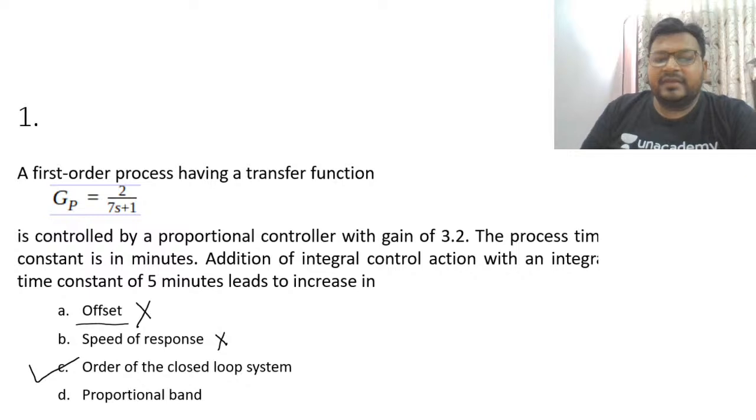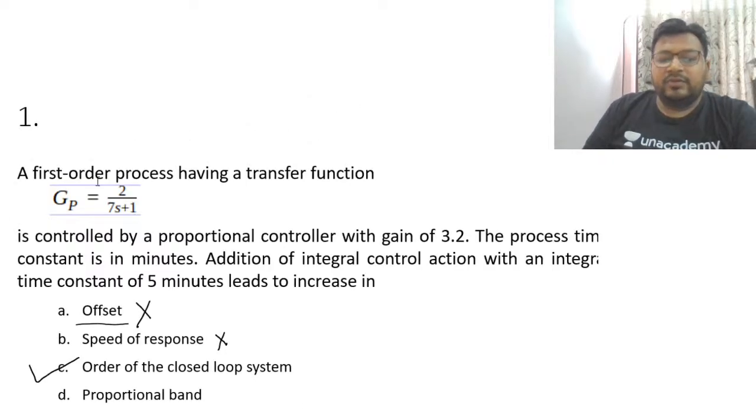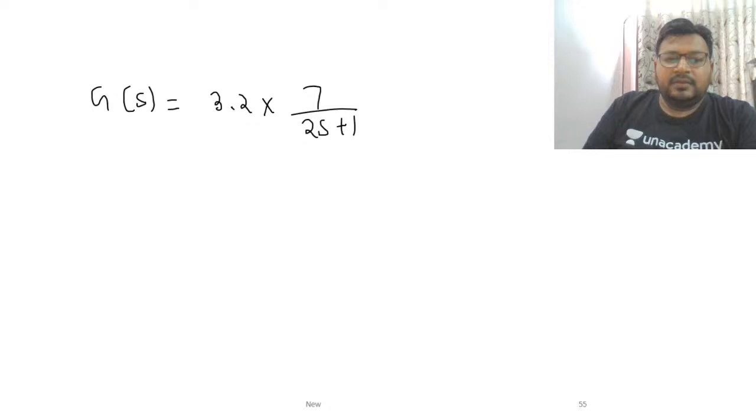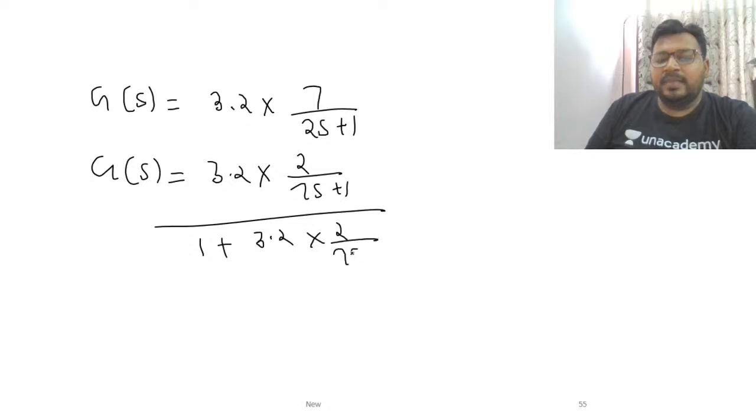So for this question, let us calculate the offset for P. Okay. So what is the overall transfer function? Overall transfer function will be 3.2 into 7 by 2s plus 1. No, 7 by 2s plus 1 is 2 by 7s plus 1. So the question is actually reverse. G(s) is equal to 3.2 into 2 by 7s plus 1 divided by 1 plus 3.2 into 2 by 7s plus 1. And this is what? This is y bar s divided by ysp s.